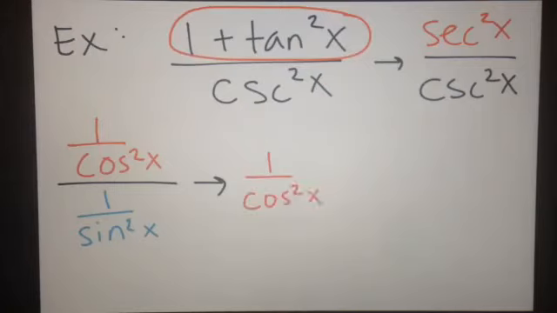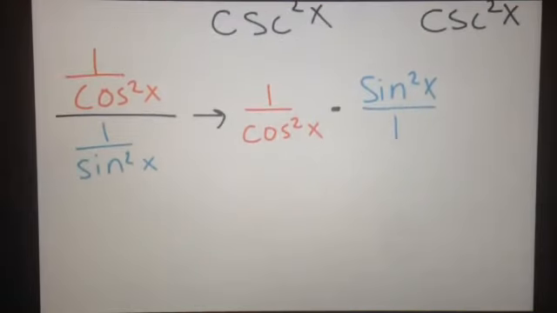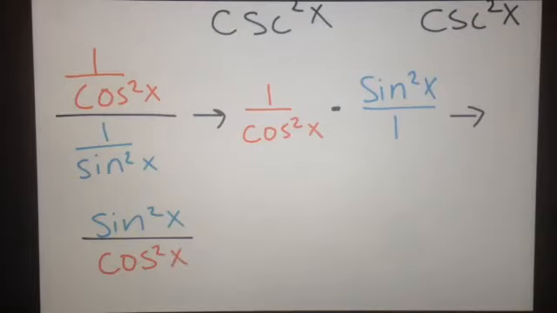I'm going to change that division for the fraction to a multiplication, and I'm going to flip the second one. So sine squared x over 1. Now, when I multiply these two fractions together, you should see that I'm going to have sine squared x on the top, and I'm going to have cos squared x on the bottom. And if you guys recall, sine squared x over cos squared x is actually tangent squared x.